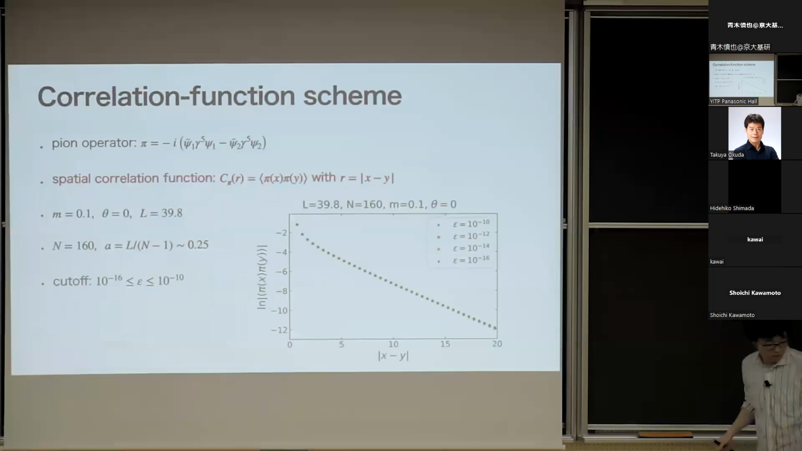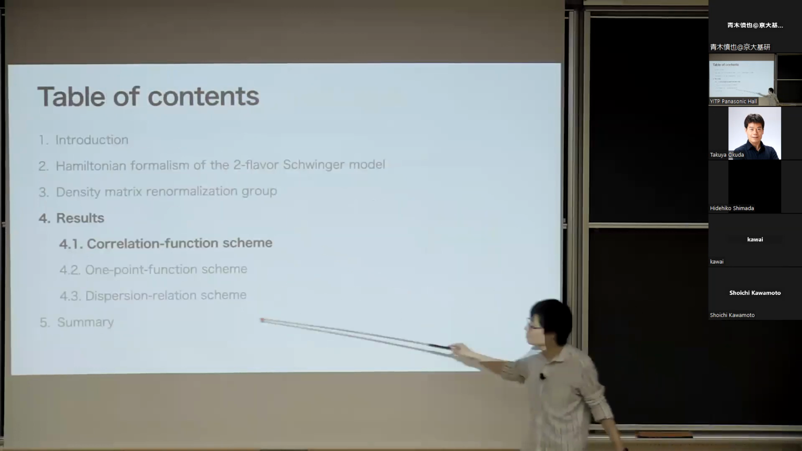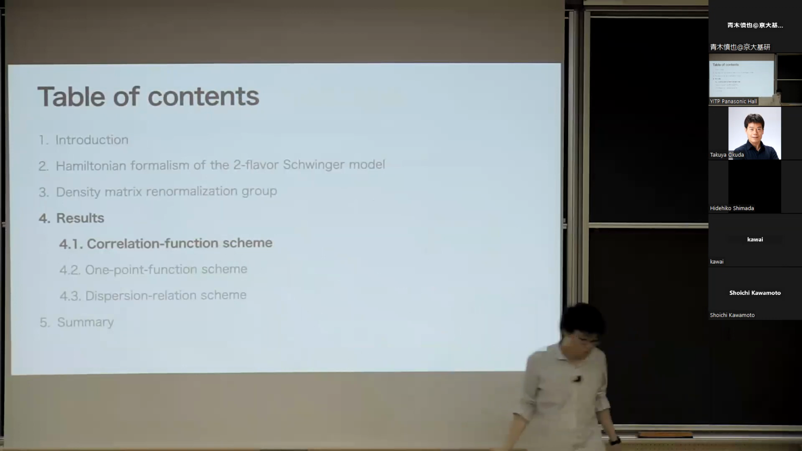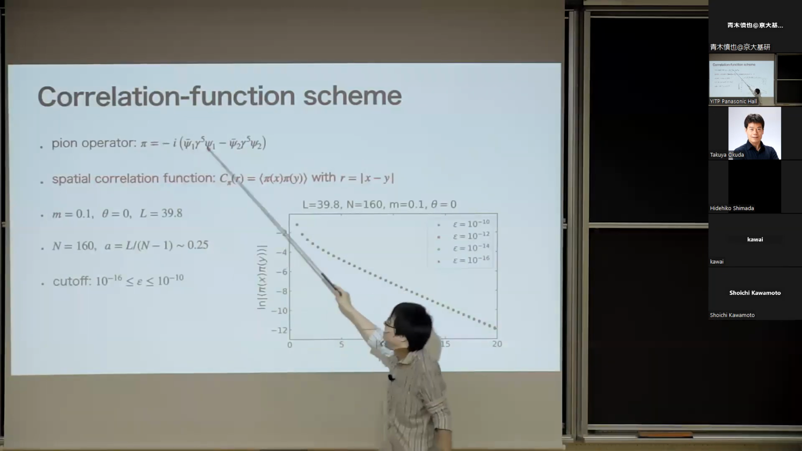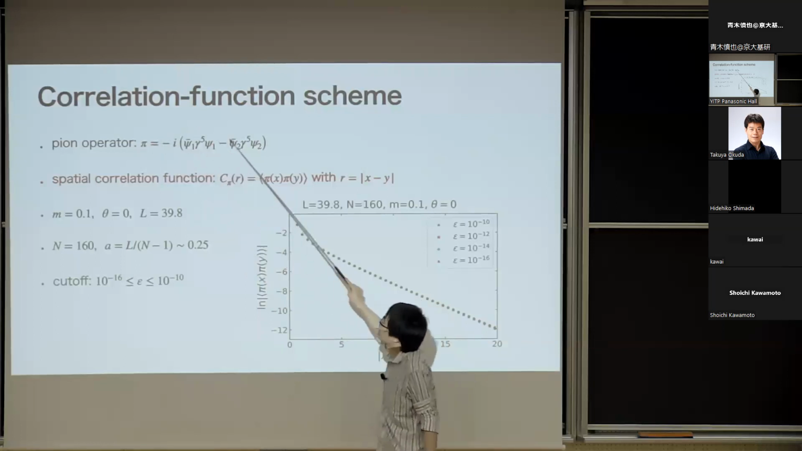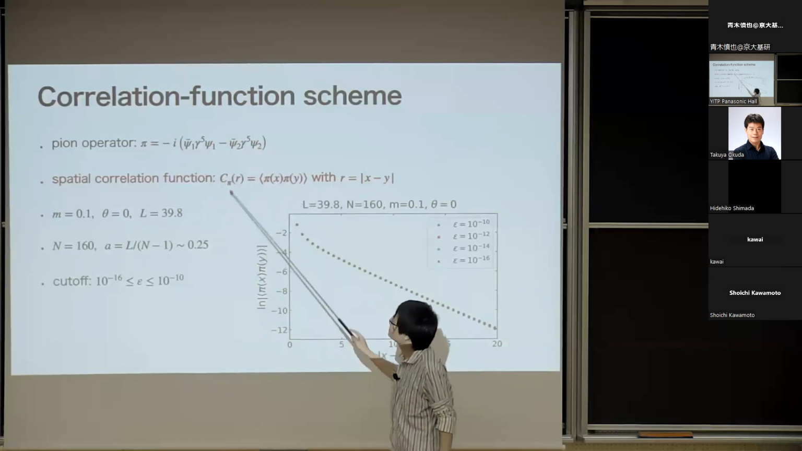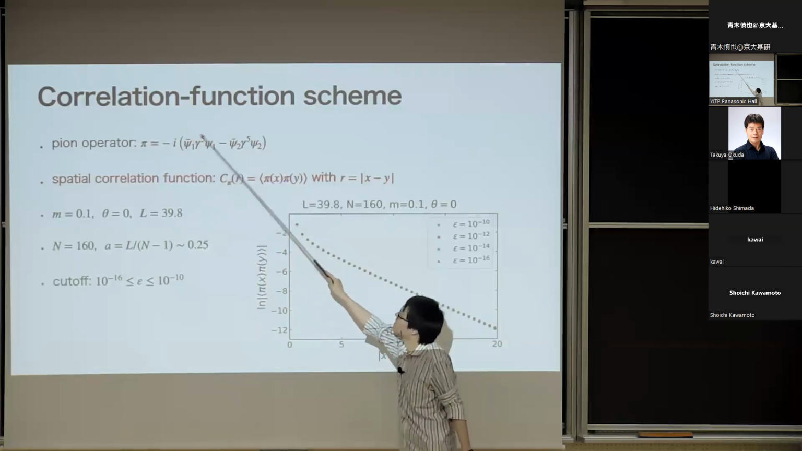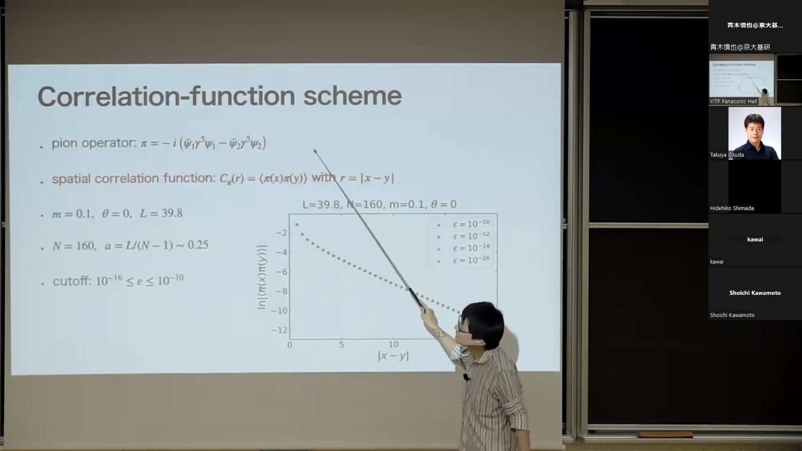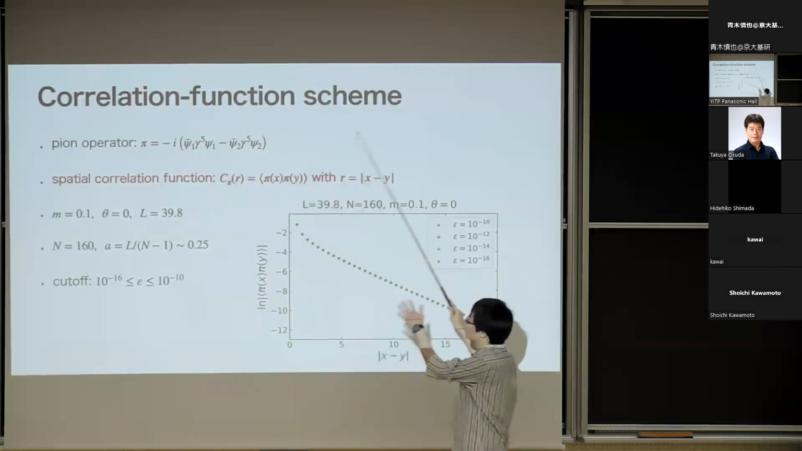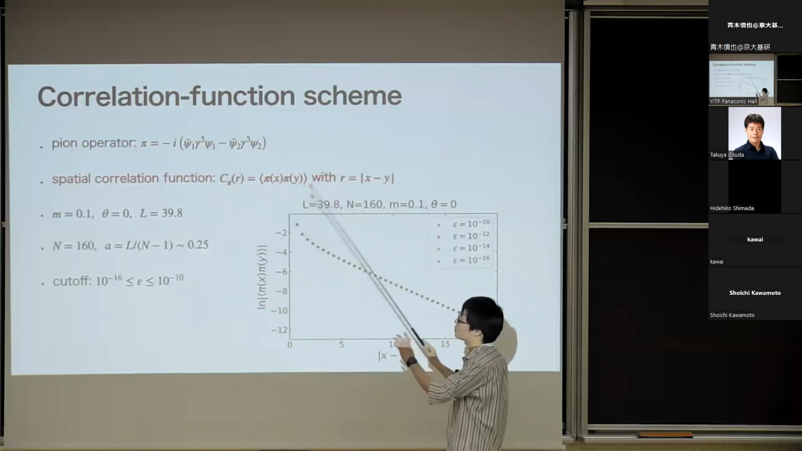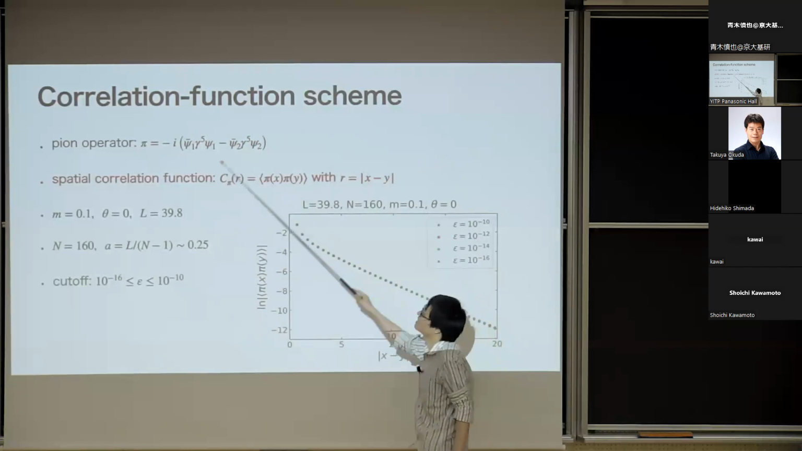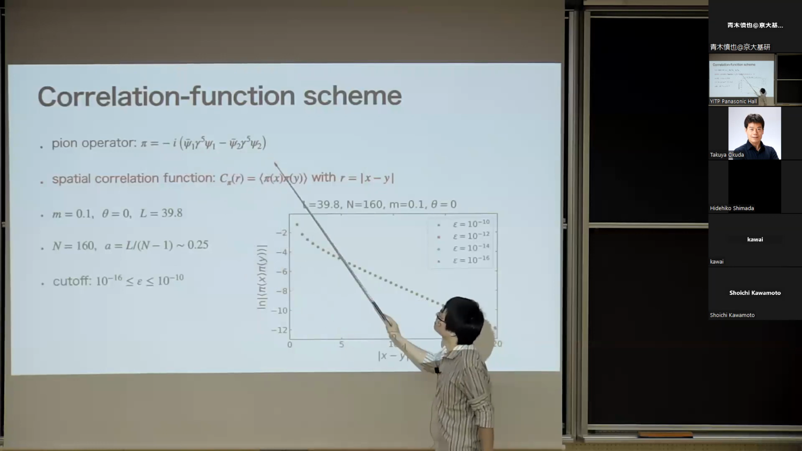Okay. So as I said, there are three methods. The first one is the correlation function scheme. So let me define the phi operator like this. This is the same one I showed on the previous page. And of course, this operator can be mapped to the lattice version, I mean the staggered fermion operator, and then mapped to a spin operator by the Jordan-Wigner transformation. Then we can construct the matrix product operator, so we can measure this operator, this value.